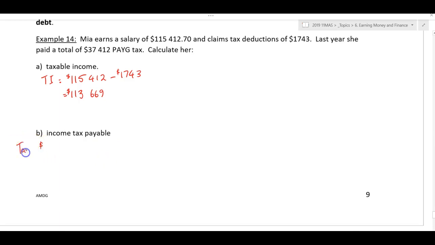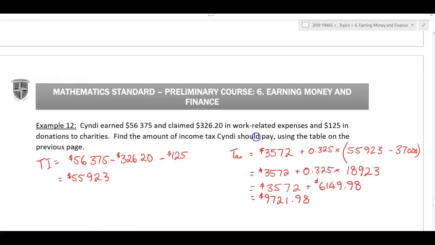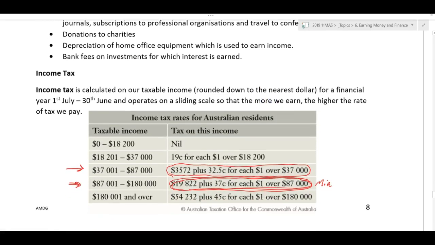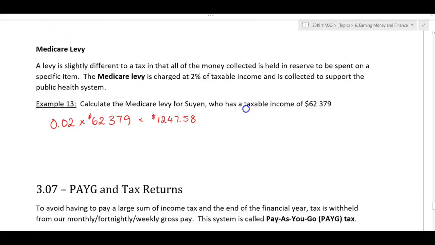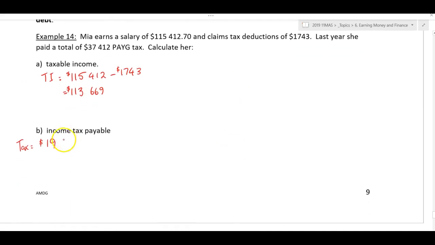Oops, my tax is 19,822 plus, now it's 37 cents in the dollar, so 0.37 times every dollar that's above that amount.